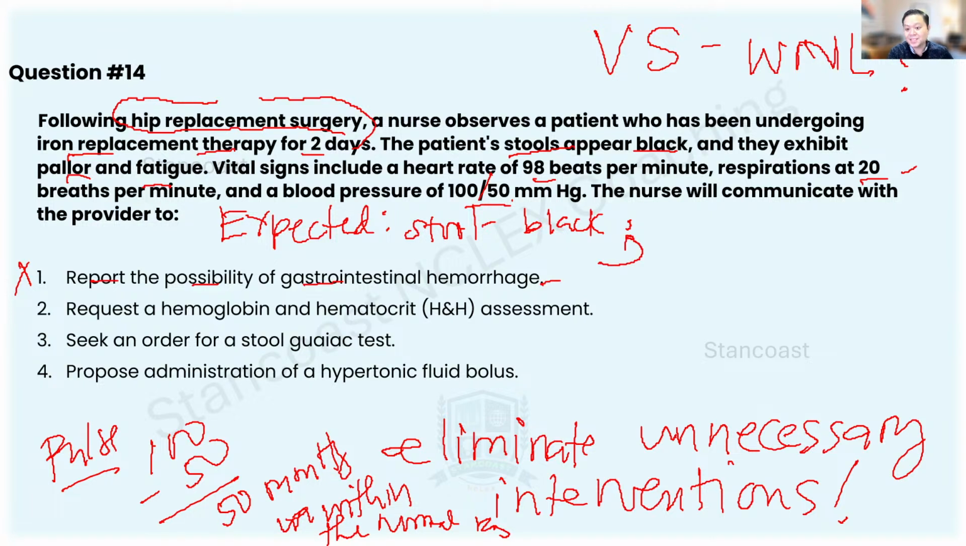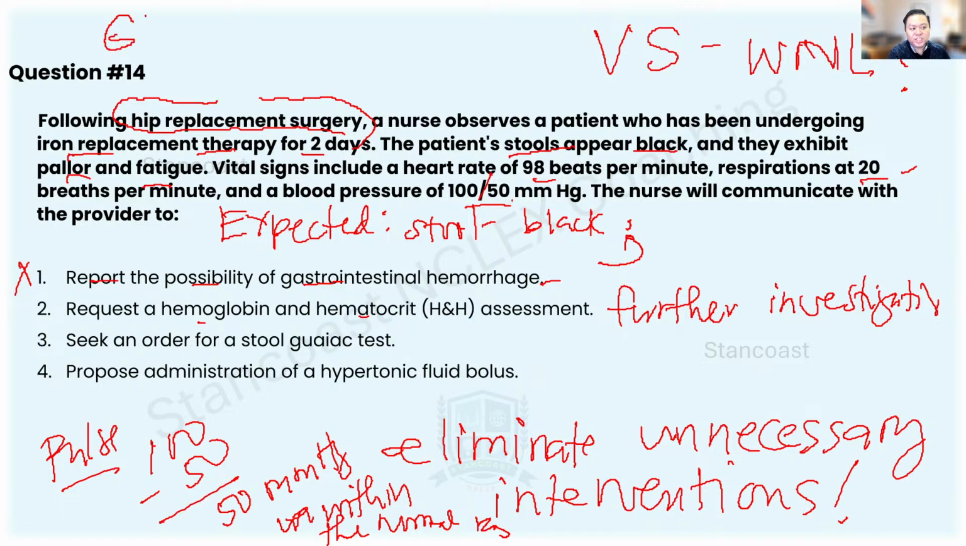It is expected that they're going to have black stool. Okay, what about 2? Request a hemoglobin and hematocrit assessment. Yes, we need to further investigate the patient's state by assessing the patient's hematocrit and hemoglobin level. We need to know that in order to rule out if there is really a hemorrhage going on, right? And of course, look into the manifestation.